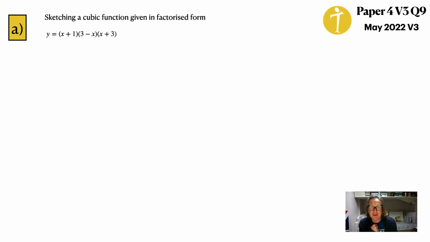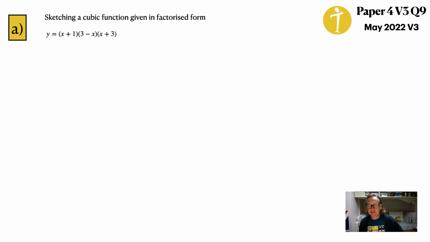Part A asks us to sketch this cubic function. And the thing to recognize here is that you've been given this function in factorized form. So it's the product of these three linear factors. And that's actually a bit of a clue. Now, clearly you could expand all those brackets, but there's nothing to be gained from that, and it would take you quite a long time. So it's actually a bit of a clue there to help you out.